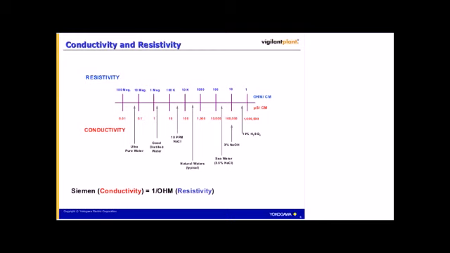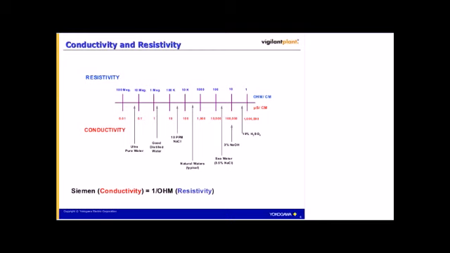Here's the scale to give us a visual of the relationship between conductivity and resistivity. Once again, we see that conductivity is simply the reciprocal or inverse of the resistivity or resistance of the process. If a loop is highly conductive, then it is low in resistance to current flow, and vice versa. If it's not very conductive, it's high in resistance.